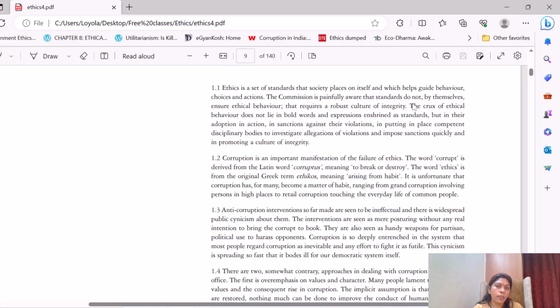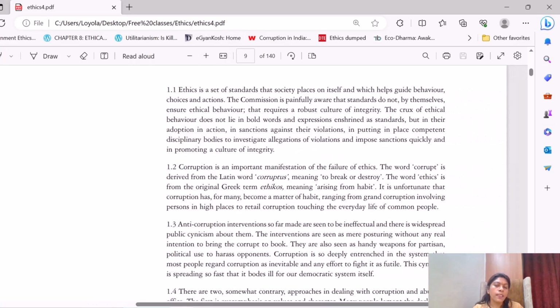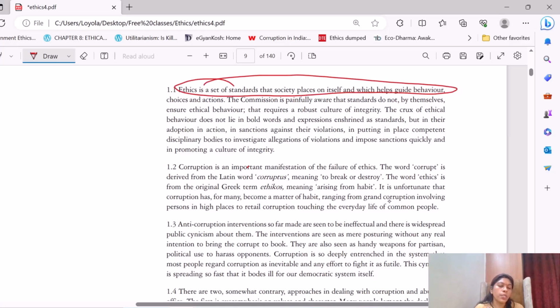They have begun the report like this. In the introduction part, they have mentioned what is ethics. As we have already discussed in several sessions, ethics is a set of standards or principles to be followed. So they are first defining ethics here. Ethics is a set of standards which guides the behavior and even the choices and actions. This statement is important, so make a note like this. The commission is going to discuss what role ethics plays in governance. Then come to the next paragraph.